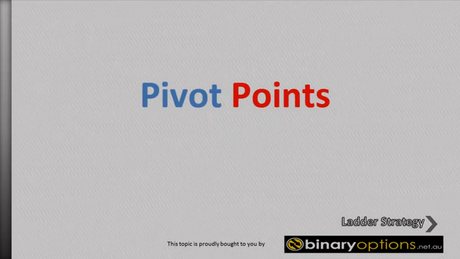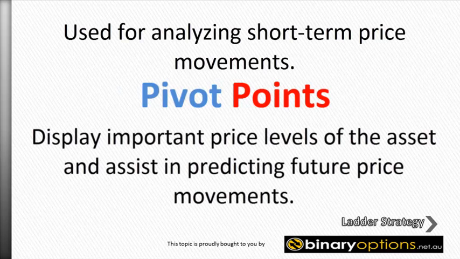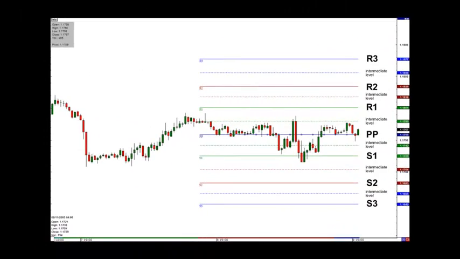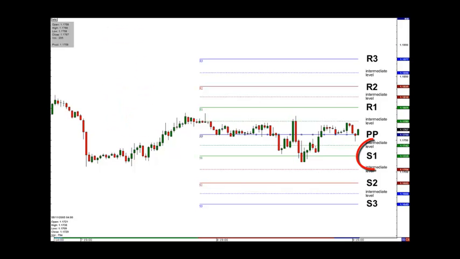For a binary options ladder trade, pivot points are used for analyzing short-term price movements. Pivot points display important price levels of the asset and assist in predicting future price movements. Using a 1-hour price chart, pivot points are identified by calculating the average of important price values, i.e. low, high, open, and close, which were achieved during the period and charted as support levels 1, 2, and 3 and as resistance levels 1, 2, and 3.